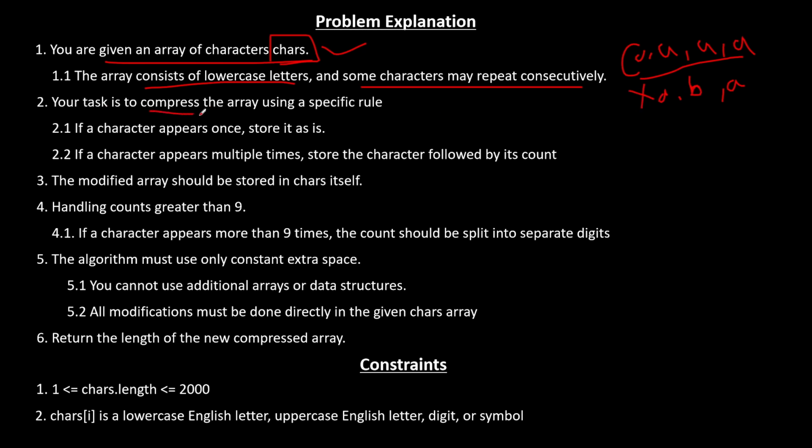The task is to compress the array using a specific rule. And what is the rule given? If a character appears once, store it as is. So if A appears only one time in the complete array, we will store it as it is. If the character appears multiple times, store the character followed by its count. So for example, if in a given array we have B 5 times consecutively, then we will store the character followed by its count.